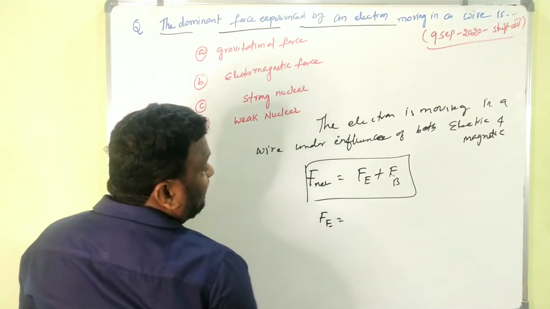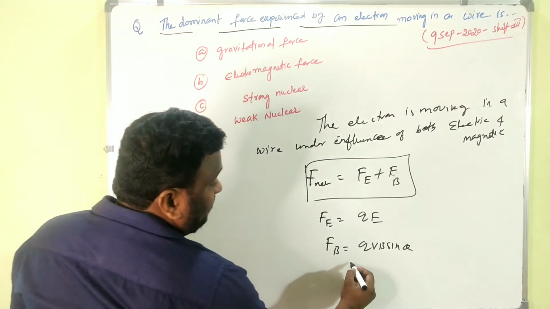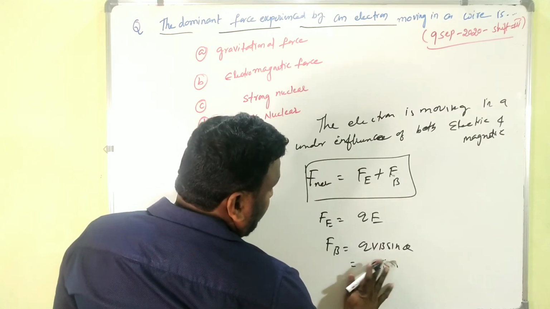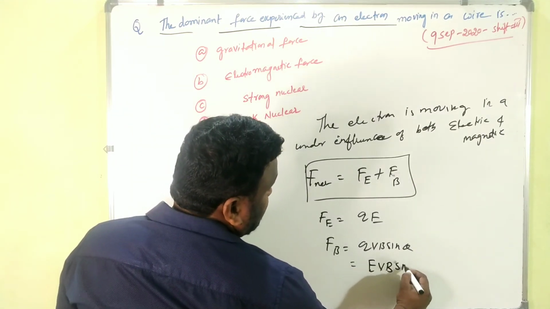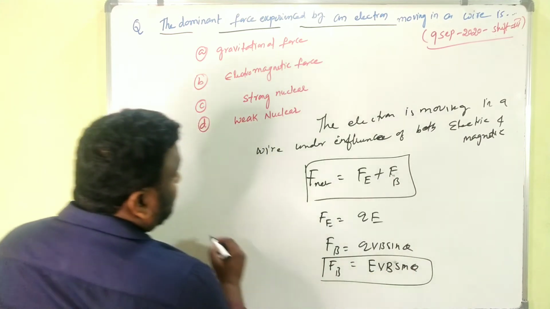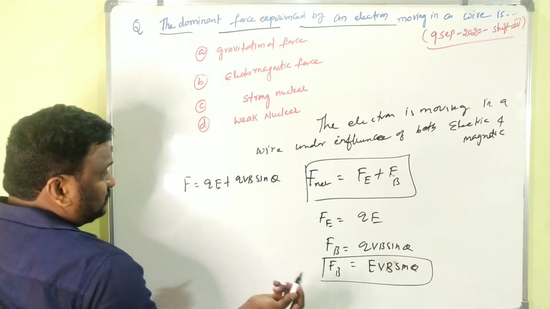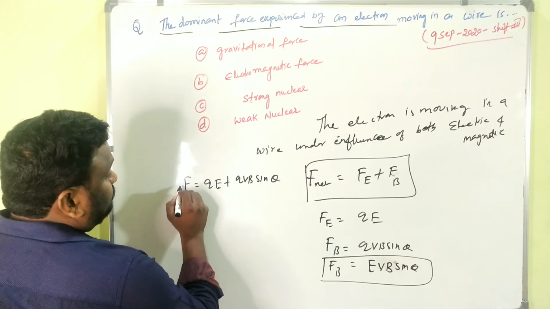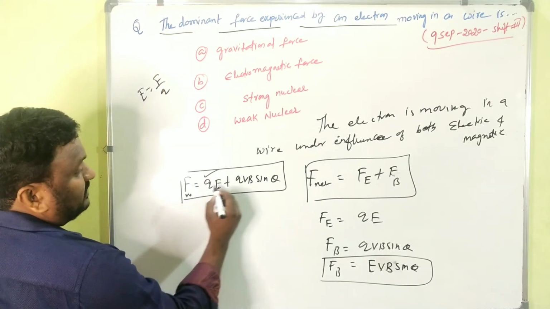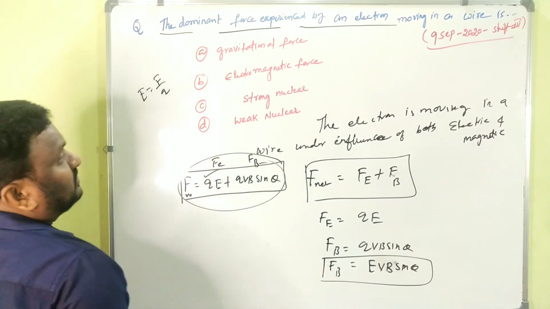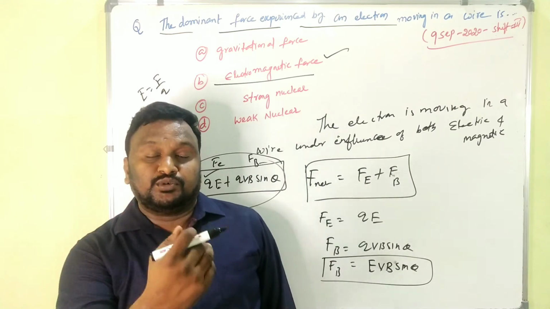Here F_E is the force due to the electric field, that is QE, and the force due to the magnetic field is QVB sin theta, or simply we can write Q(V cross B). Here Q is nothing but the electron charge e. So F is equal to QE plus QVB sin theta. E is equal to F by Q, so F is equal to QE. This is F net, this is F_E and this is F_B. That's why there should be some electromagnetic force. The electron can experience both electric and magnetic fields. That is what we call electromagnetic force.